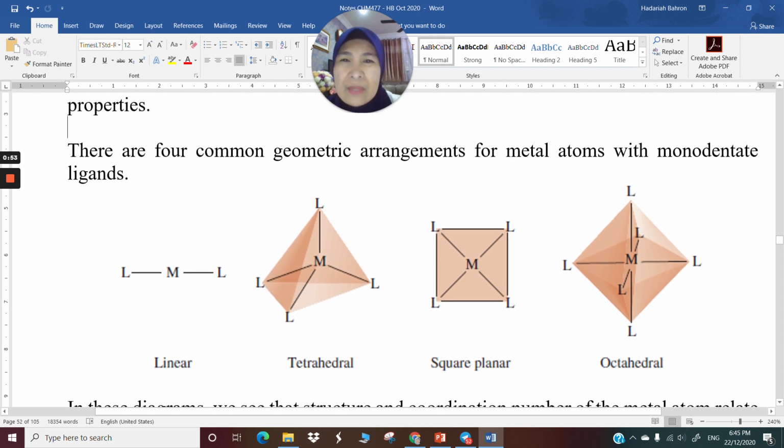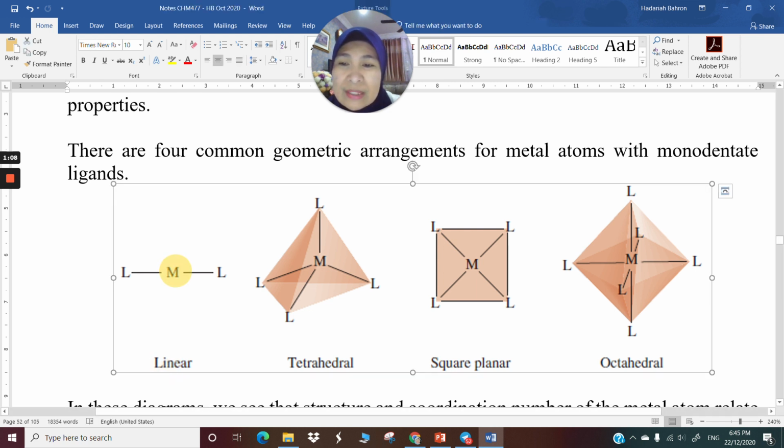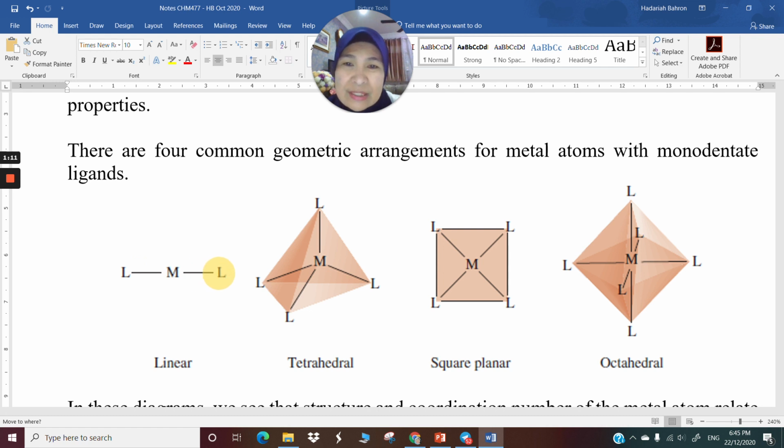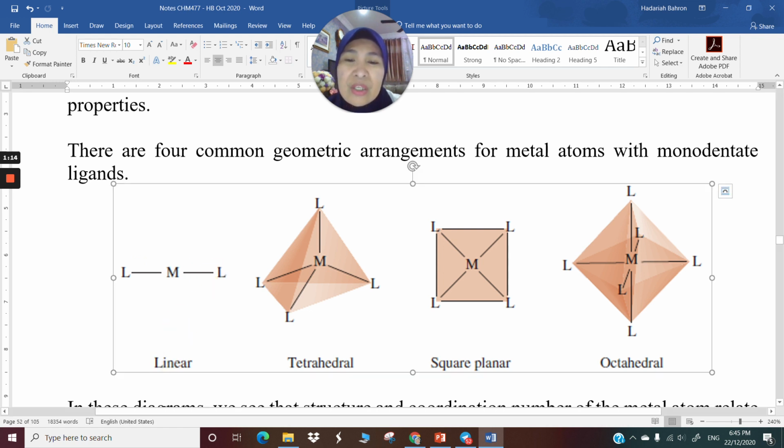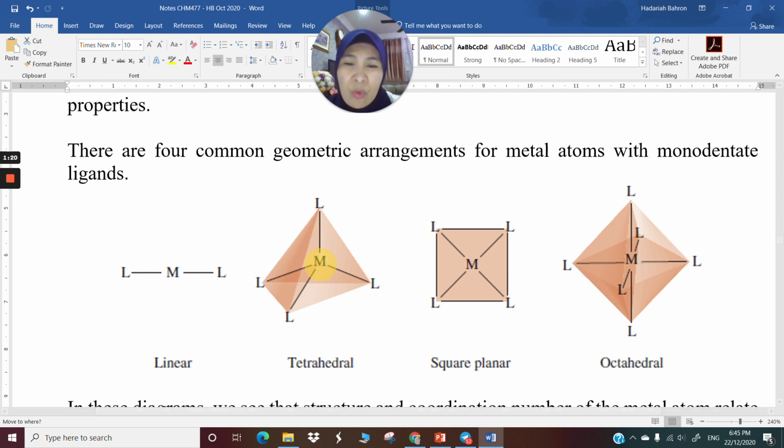For commonly encountered coordination compounds, there are four geometric arrangements. It's common for you to find linear arrangement, where you have one metal attached to two ligands. You are also familiar with tetrahedral geometry, where one metal is attached to four ligands at the four corners of the tetrahedron. And sometimes these four ligands arrange themselves in square planar.